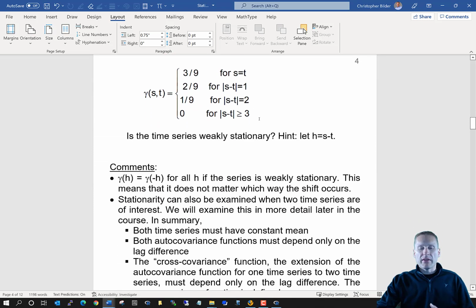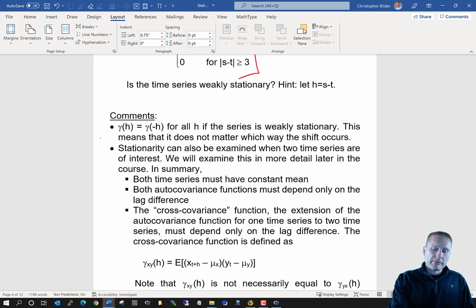We also found previously that the autocovariance function between x of s and x of t was found as follows there. And the key is that it didn't matter what s or t was. The only thing that ended up mattering in our derivation was how far apart s and t are, in other words, that lag. And so, is this time series weakly stationary? Well, yes, it is, because the autocovariance is only dependent upon that lag time shift. Okay.